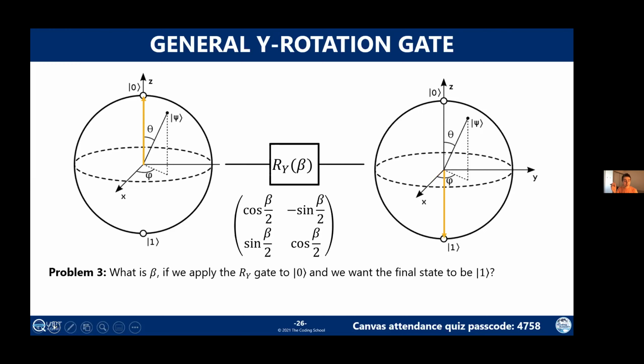Okay, so let's do another one of these problems. What is beta if we want to go from ket 0 to ket 1? So again, all we're asking here, try and forget about the matrix and all this complicated stuff. It's just a rotation. You're rotating a sphere by how many degrees to move the top down to the bottom, right? So somebody says pi, that is going to be correct. It's going to be a 180-degree rotation to go from the top down to the bottom.